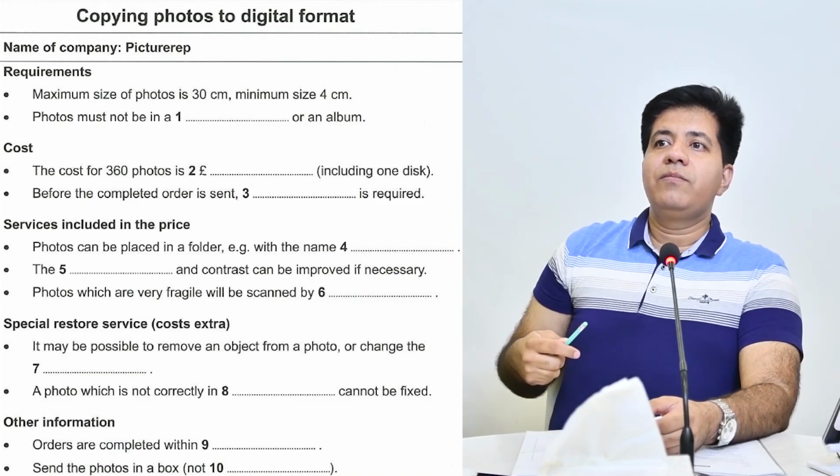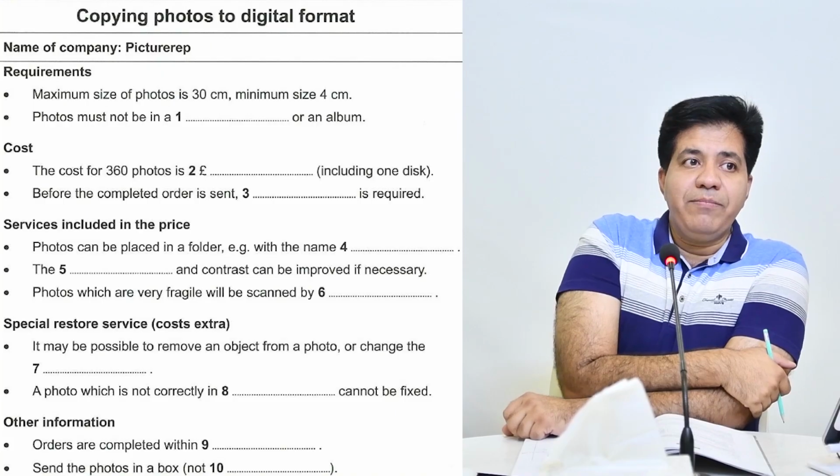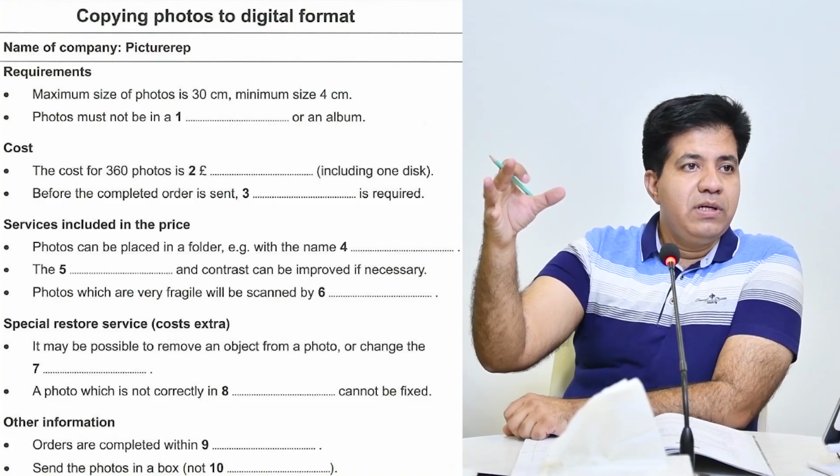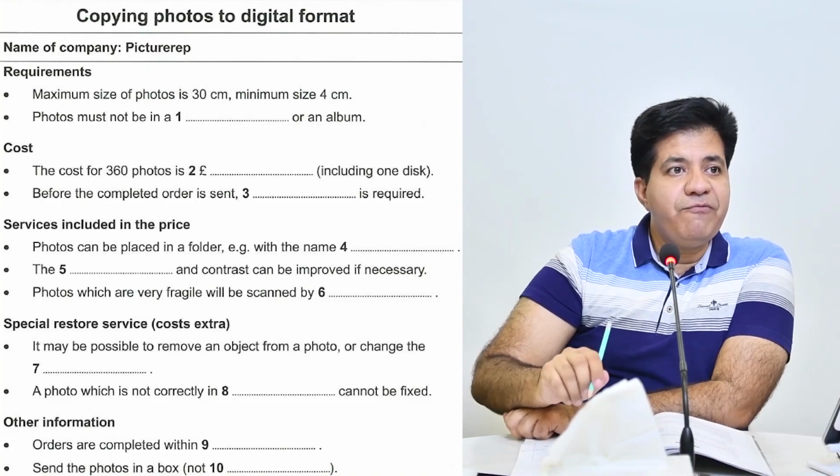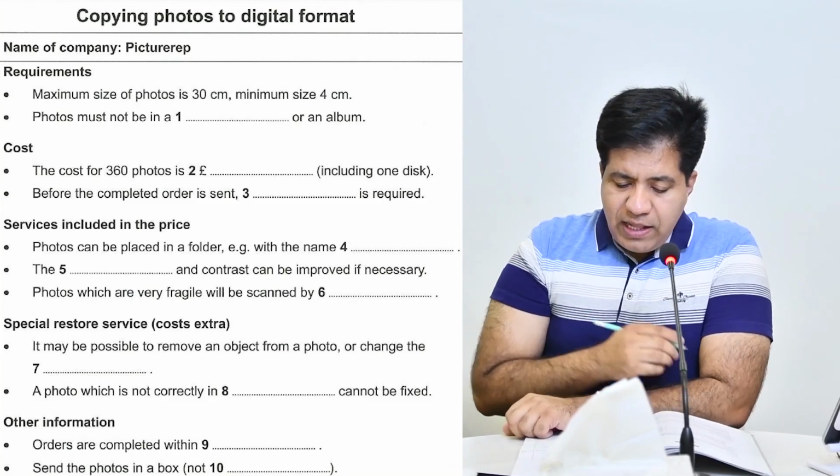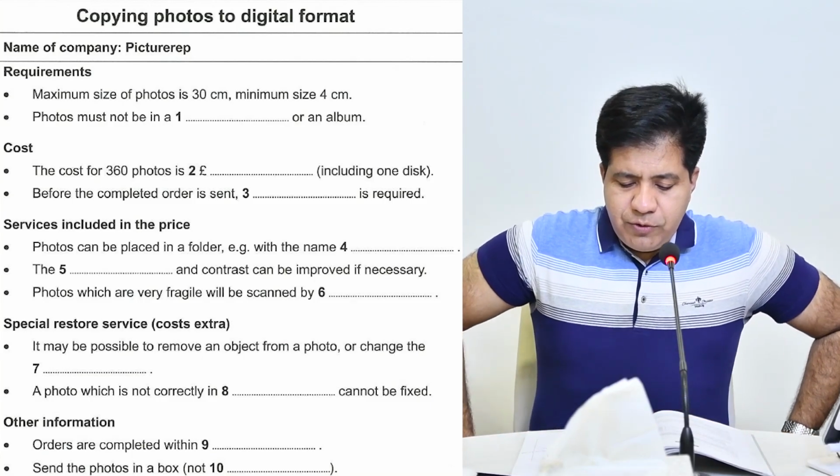What's the answer? Frame. Some of them are in frame. So frame and album, right? So the answer is going to be frame. Good. Let's go on. Question number 2.